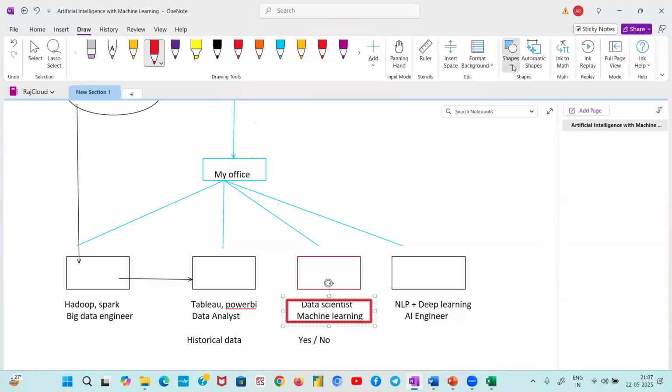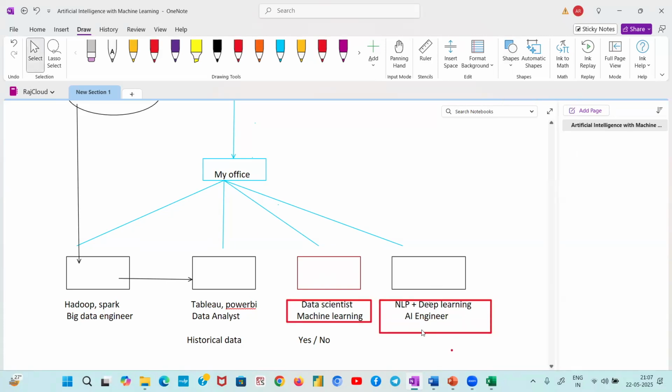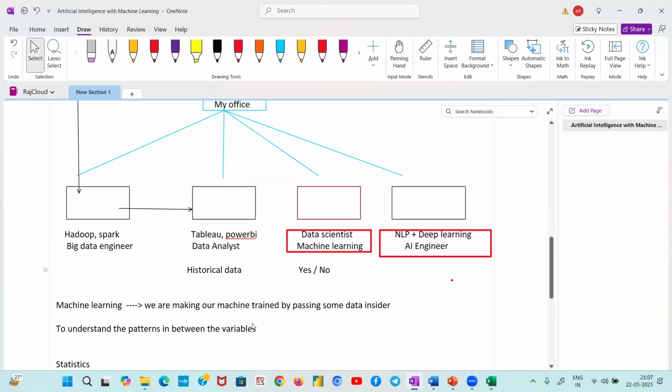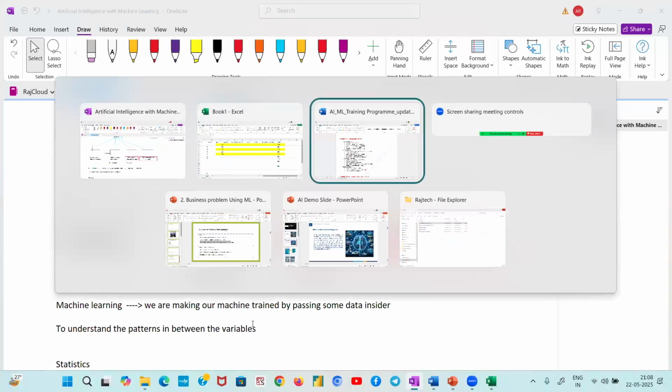The person should become a machine learning expert, or an NLP or deep learning expert. After learning the course, you can try with any one of the roles. The more knowledge, the more salary you will get. The more knowledge, the more salary, the more practice. Everything depends on how you are practicing it.